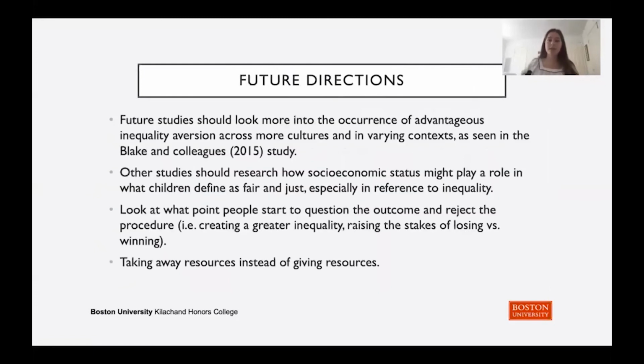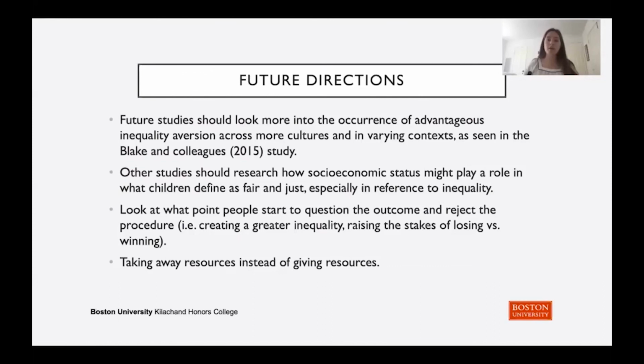Some future studies could look into the occurrence of advantageous inequality aversion, which is the opposite of what we're seeing here, which is disadvantageous inequality aversion. Advantageous inequality aversion has actually been shown in westernized societies, and I think it'd be interesting to look at this in more cultures and varying contexts.